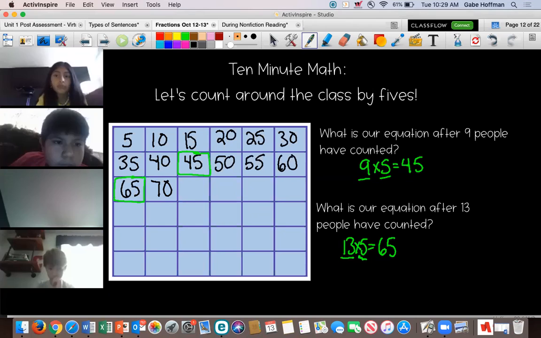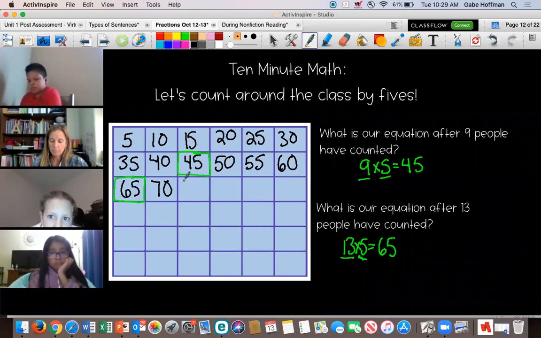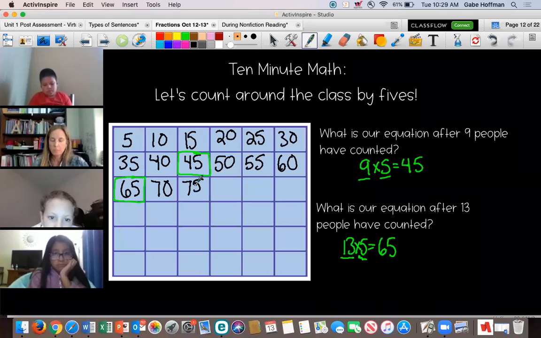Is there anybody who did not count a number at all? Going through our whole class here. Clay, what will come next? You haven't counted yet. 75. Very good. All right. So that's the first time. This activity is called Counting Around the Class. We did fives today. Dunya, what will come next? 80. Very good. Thank you, Dunya.